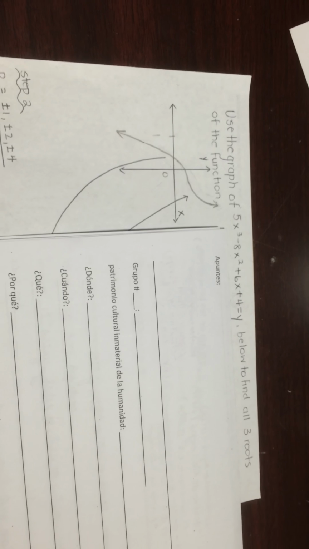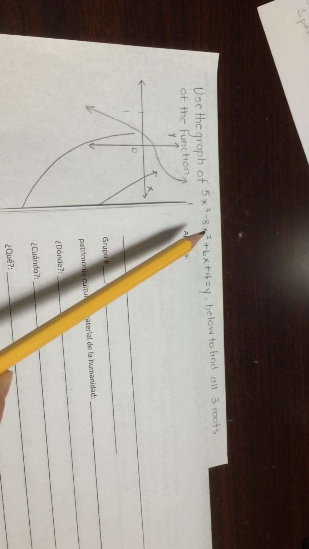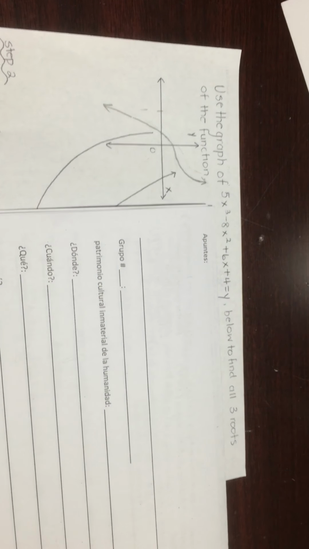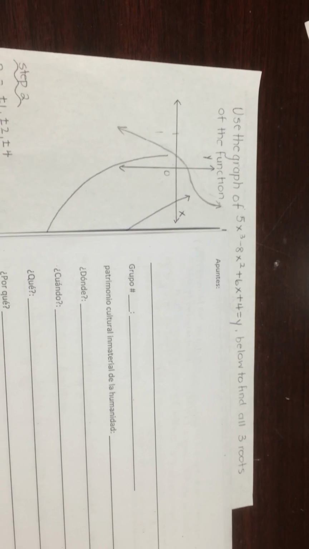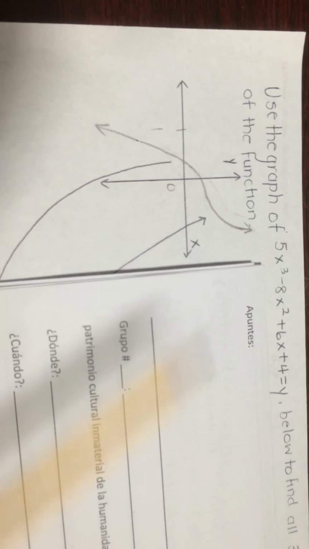Hi guys, this is an extension for number 11. The question says, use the graph of 5x cubed minus 8x squared plus 6x plus 4 equals y below to find all three roots of the function. So this is the graph.